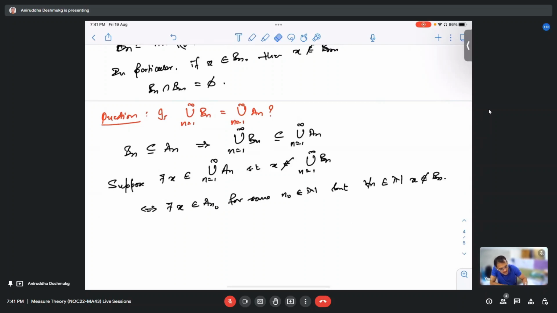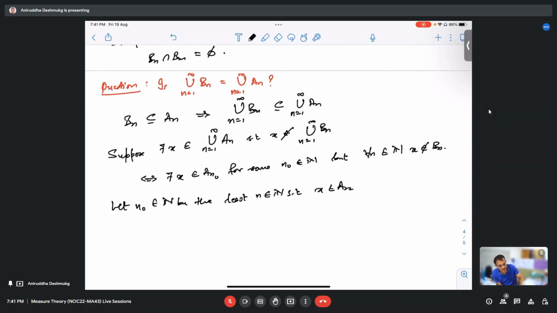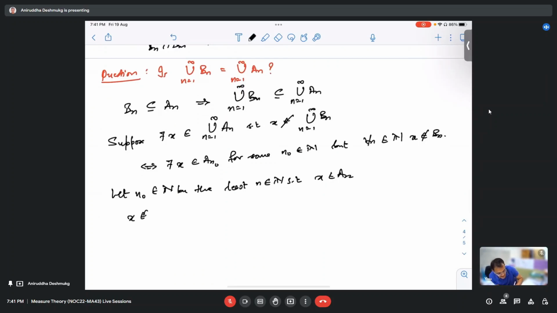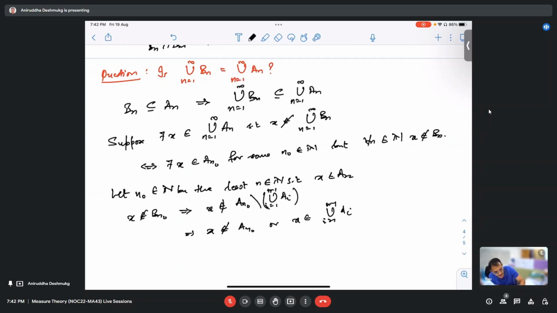What we'll do is, okay, fine. Here, let n naught be the least n such that x belongs to An. Why does such a least n exist? Due to the well ordering principle. Then x does not belong to Bn naught implies that x does not belong to this An naught difference union i from 1 to n minus 1 Ai. But then, this means that either this does not belong to An naught or this belongs to the union, and both of them are contradictions.